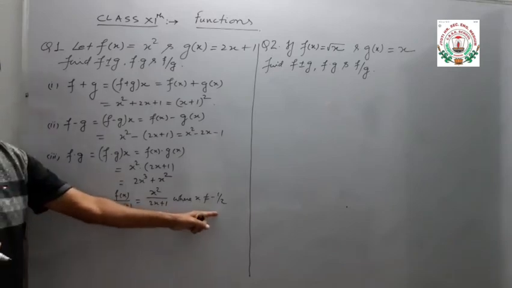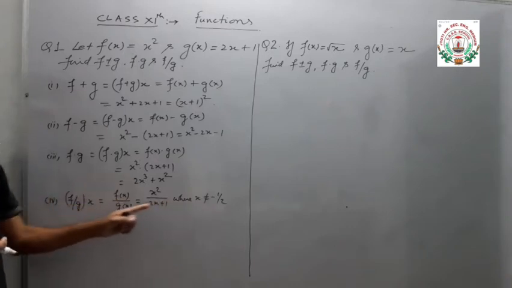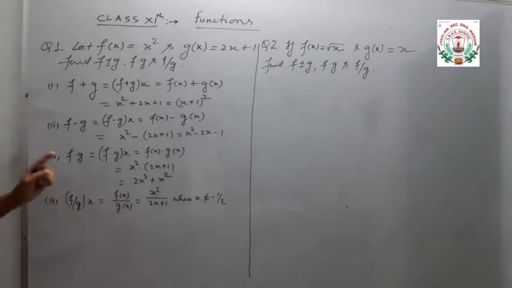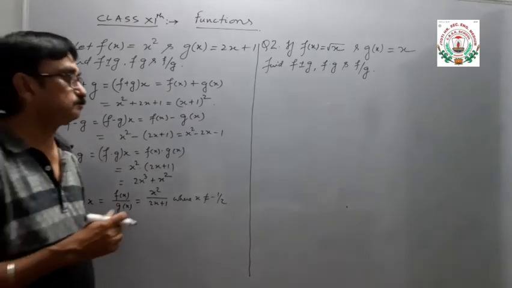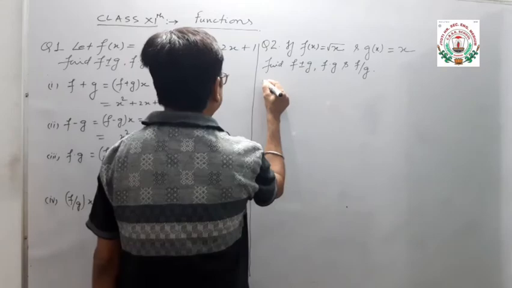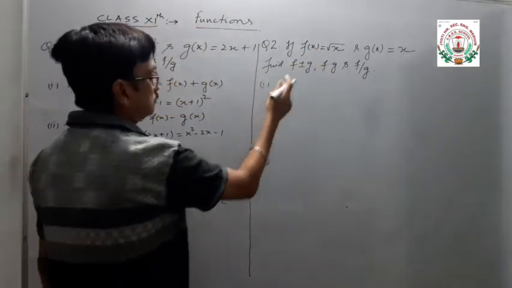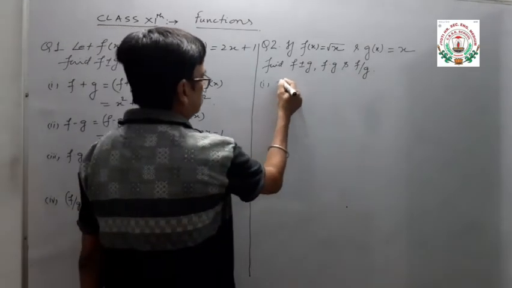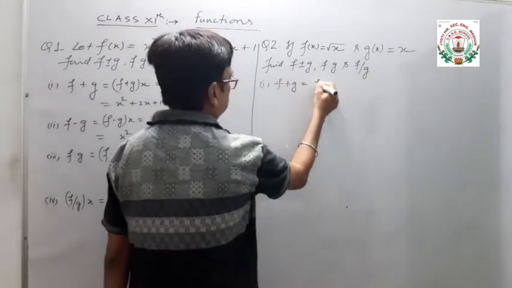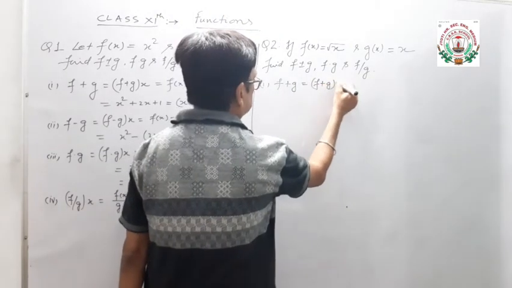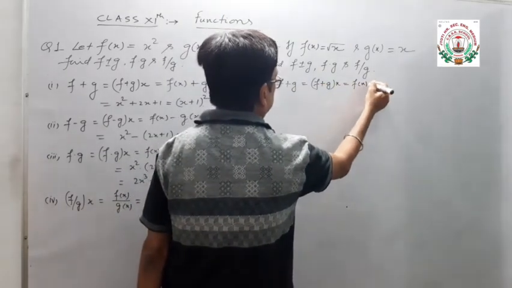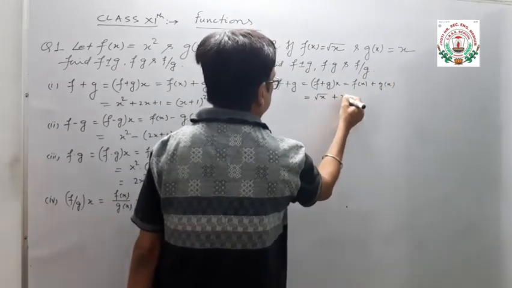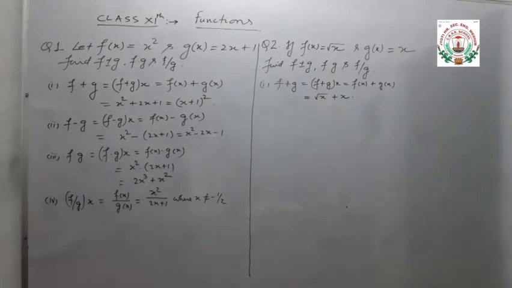दैट इज द इंपॉर्टेंट पॉइंट यू हैव टू राइट डाउन व्हाइल सॉल्विंग द डिवीजन ऑफ टू फंक्शंस और कोएफिशिएंट ऑफ टू फंक्शंस. Let's move to the second question of the same type. First one, function f of x is given as root x and function g of x is given as x. So (f plus g) of x equals f of x plus g of x, which becomes root x plus x. Let it be as such.